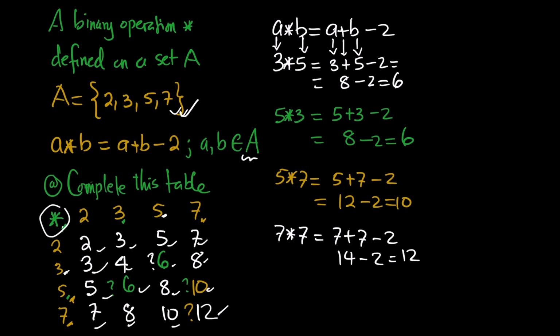Now we can tell that this 2 here is in the set A. This 3 is also in the set A. 5 is there, 7 is there. 3 is there, 4 is not. What about 6? 6 is also not. What about 8? 8 is not.